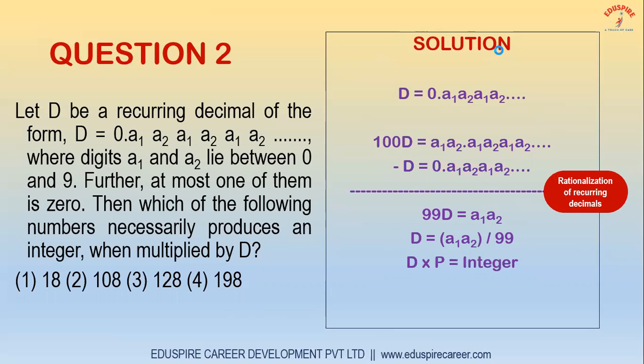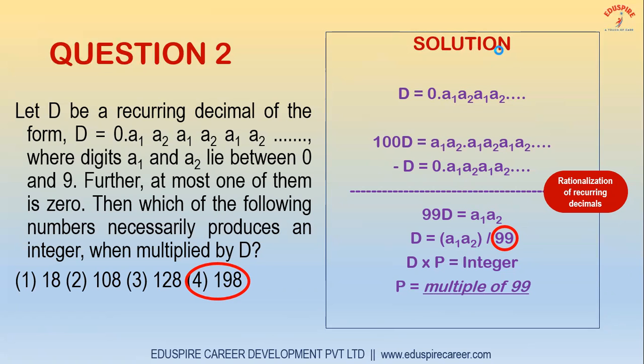Moving on with the sum, where they have said the multiplier should be such that the product will give me an integer, which means the multiplier must be able to cancel 99 in the denominator. So in the denominator of D, we have 99 that must get cancelled. Only then it will produce an integer value, right? So the choice becomes very easy from the options. Option 4 is 198, which is definitely a multiple of 99. So that is your answer.